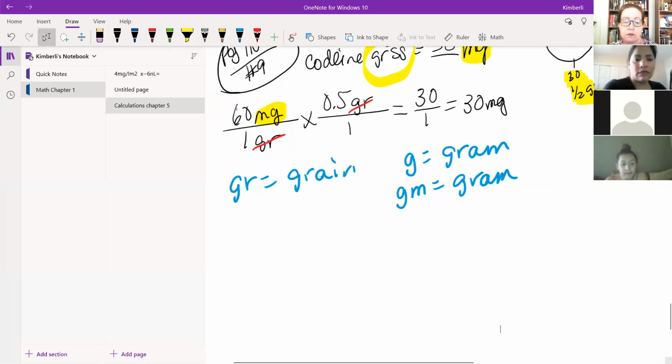Okay, good. Let's see if I can move my screen a little bit. All right, that looks a little better for me.